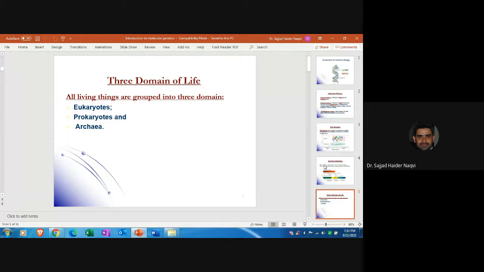Now, all living things are primarily grouped in three domains. There could be other classifications in other books, but generally we classify them in three domains as eukaryotes, prokaryotes, and archaea. So we'll be going through them very quickly, a little bit of description about these three groups of life.